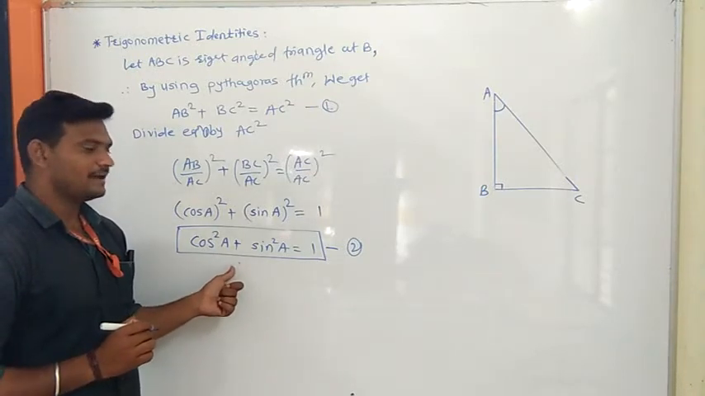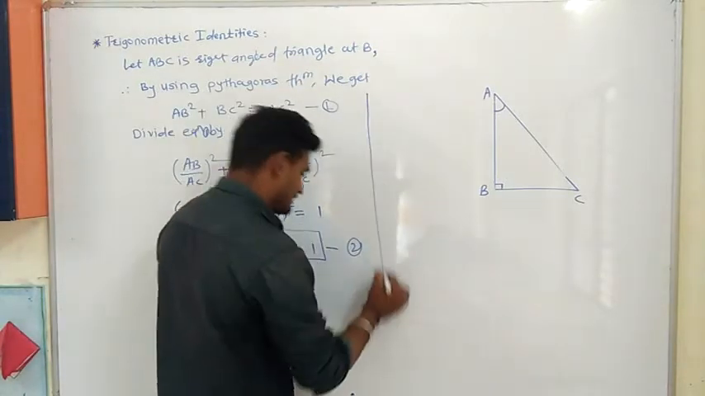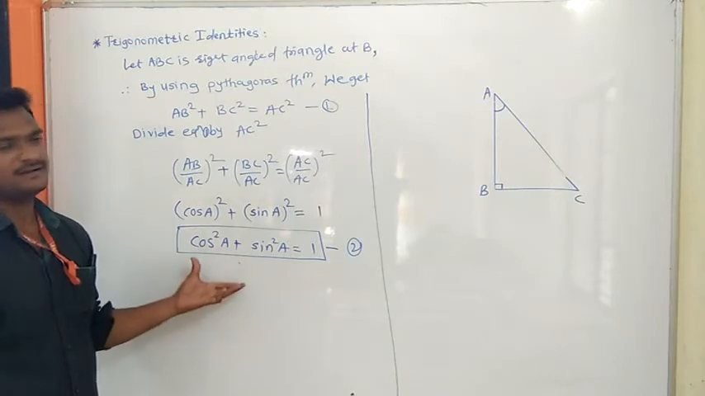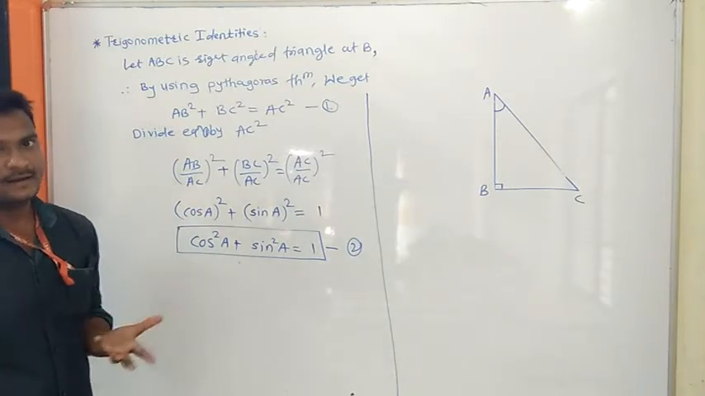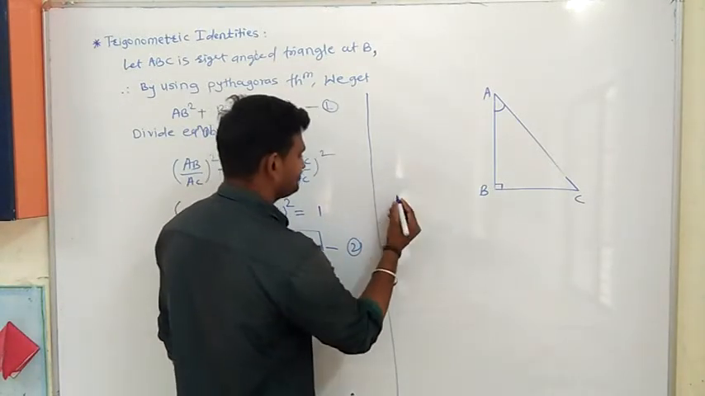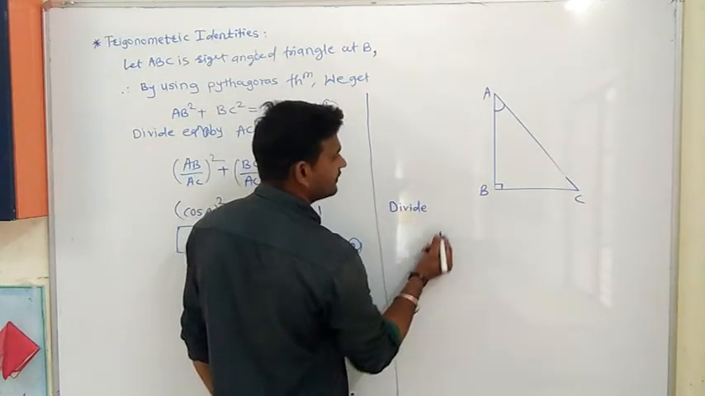You have to remember this is a very important identity. Now we will derive the second identity using this identity only. In a similar manner we have to solve, then we will get the second identity also. Let us see what the second identity is.